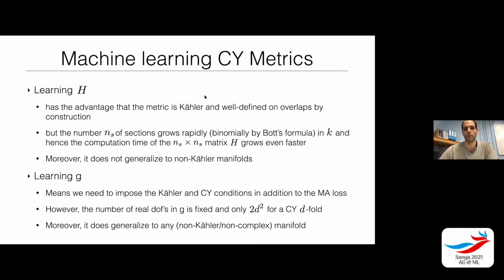Moreover, of course, Kähler is built into the construction, so you cannot go to non-Kähler manifolds. If you learn G directly, you don't impose Kähler, so you need to impose this in addition to the Monge-Ampère loss, and you also need to make sure it's well defined in the overlaps. However, if you are interested in a complex threefold, your metric is always a complex 3x3 object. So you're not plagued by this binomial growth in the matrix H, and you can generalize it to other manifolds.